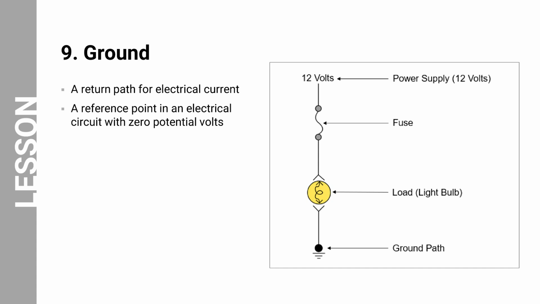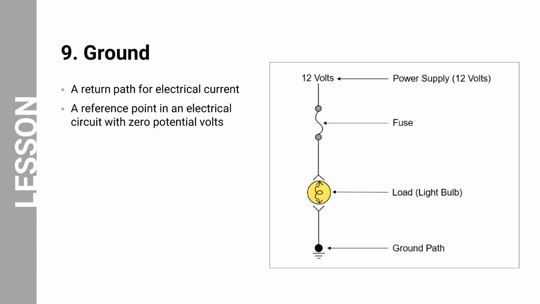This image depicts a simple electrical circuit with a power supply, fuse, load, and ground path. The power supply is a 12-volt battery, the fuse is a 10-amp fuse, the load is a light bulb, and the ground path is a wire that connects the light bulb to the battery negative terminal. The electricity flows from the positive terminal of the battery through the fuse into the light bulb. The light bulb converts the electrical energy into light and heat. The current then flows back to the battery negative terminal through the ground path.